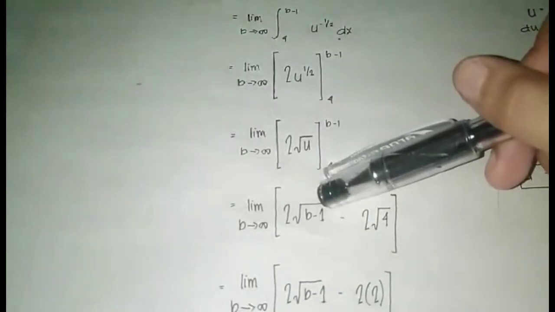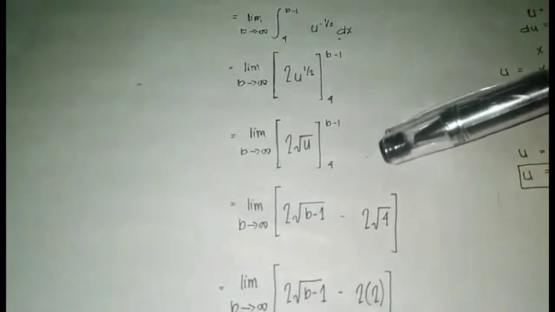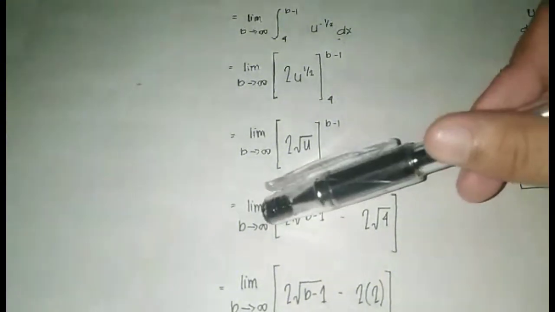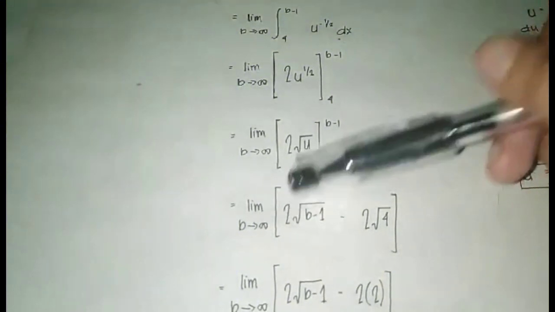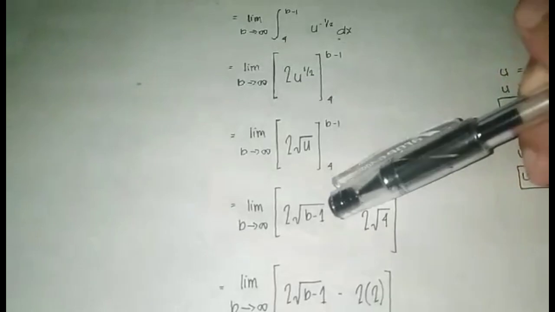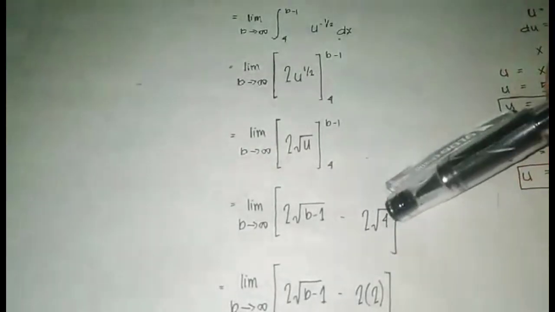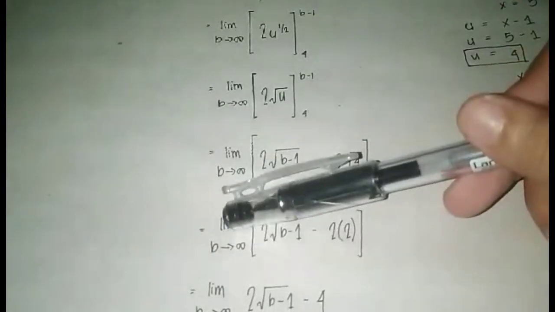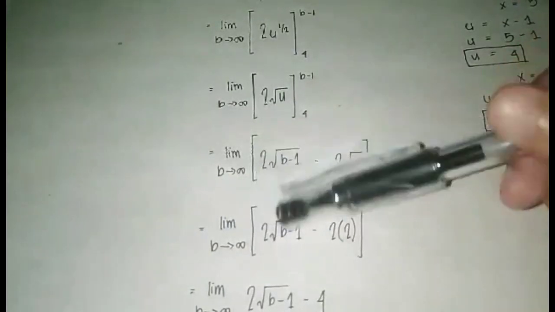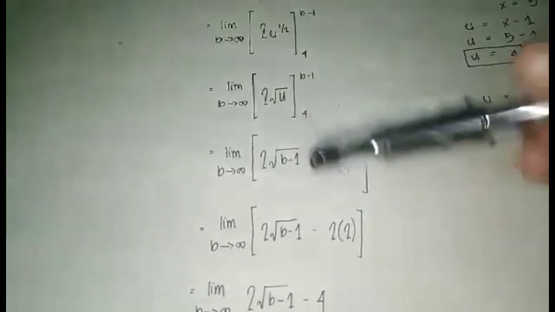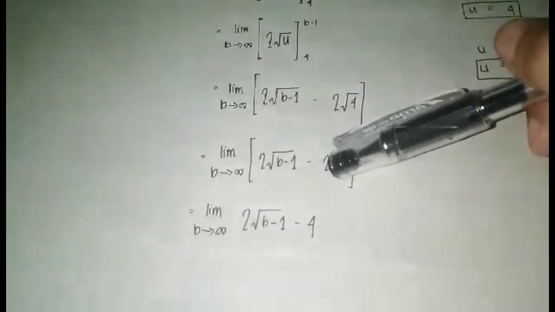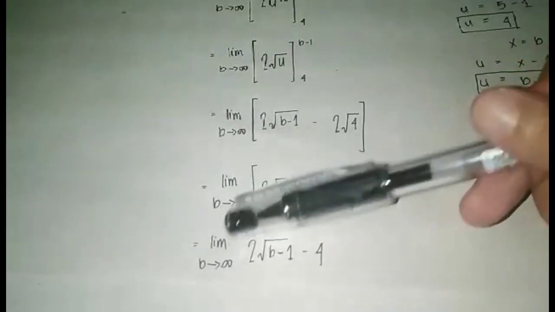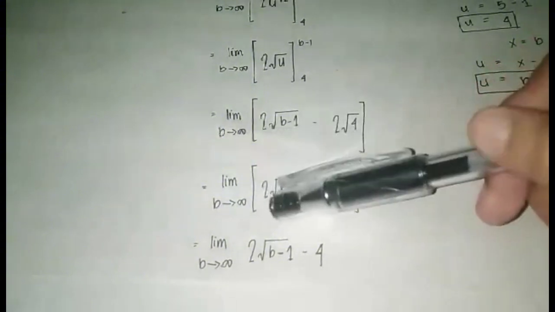After substituting b minus 1 and 4, we subtract them, and so we have the limit as b approaches infinity of 2 square root of b minus 1 minus 2 square root of 4. The square root of 4 is 2, and 2 multiplied by 2 is 4, so we have the limit as b approaches infinity of 2 square root of b minus 1 minus 4.